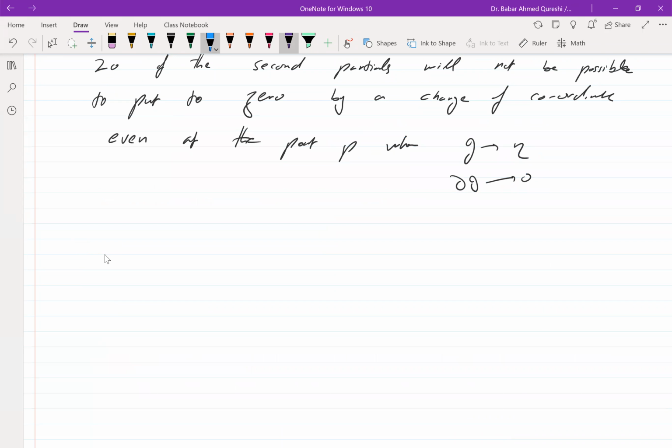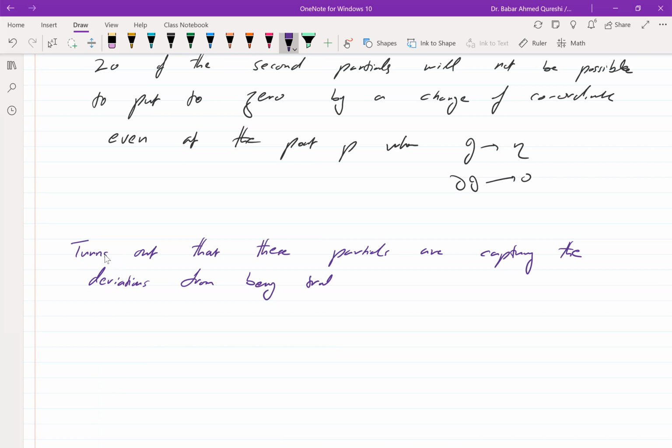This gives us an idea, you can say, that these partials are capturing the deviation, because that's the first thing which we notice, after going into a special coordinate, that becomes non-zero. They are capturing the deviations from being truly flat. And we will shortly see that we want to capture it. This is all very coordinate dependent. We want to capture it using a tensor.